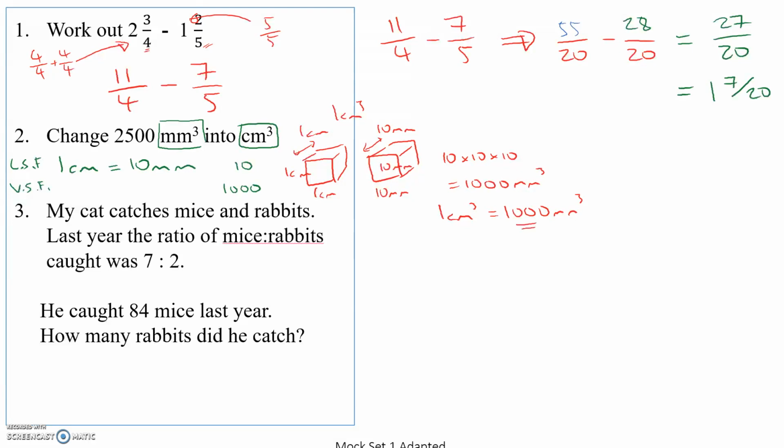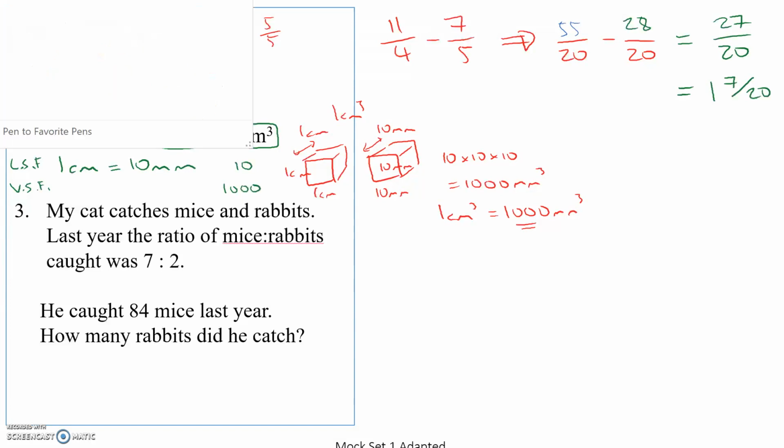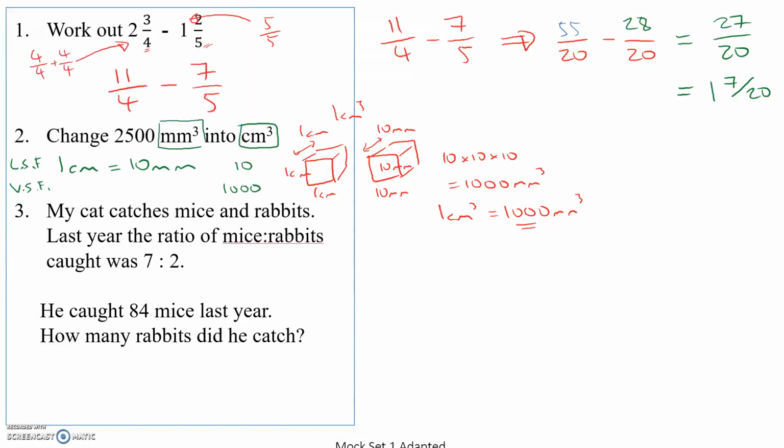So now all we need to do is take our 2,500. We want to convert it to centimeters cubed, which is the bigger unit, so we'll divide by 1,000, which gives us 2.5. 2.5 cubic centimeters. Okay, number 3, my cat catches mice and rabbits.